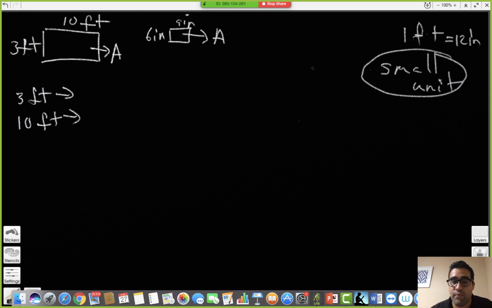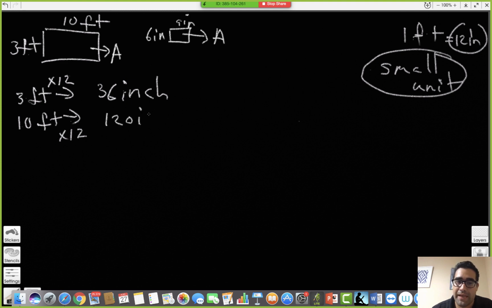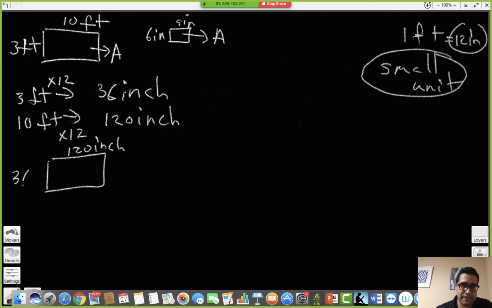So we're changing to inches, we multiply by 12, by the conversion. 3 times 12 is 36 inches. 10 times 12 is 120 inches. To change from feet to inches, you multiply by 12 because the unit is smaller, the number is bigger. Now we have 120 inches and this 36 inches.